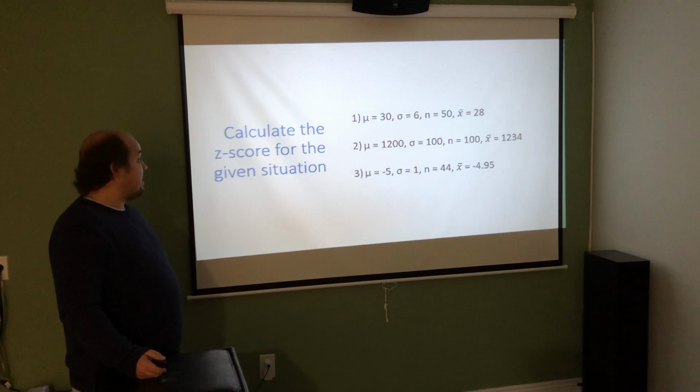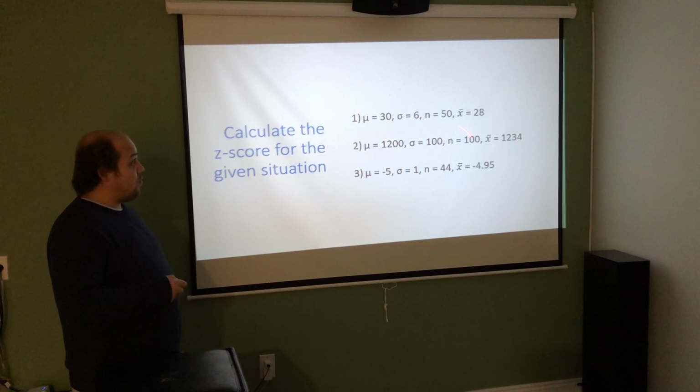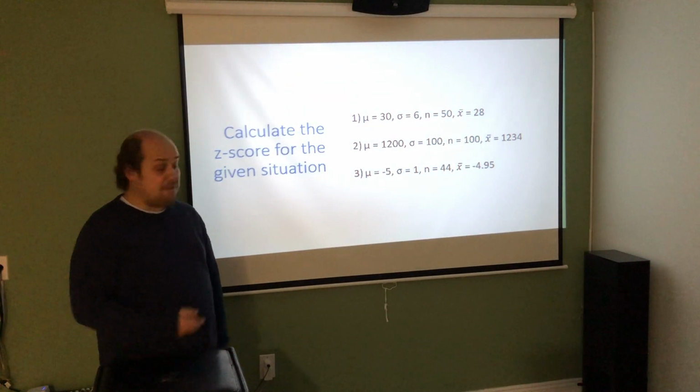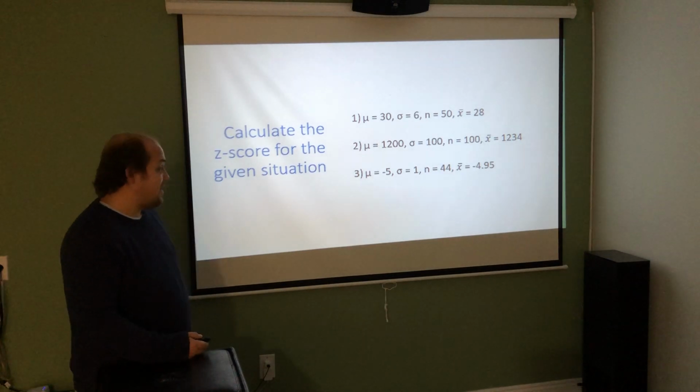So, calculate the z-score in the given situation. Calculate the z-score for 1, we're going to take 28, subtract 30, that's going to give me -2. I'm going to divide by 6 over the root of 50. Can't do root of 50 in my head, but I promise it'll be showing up here.